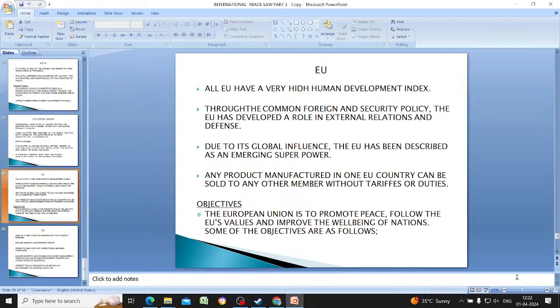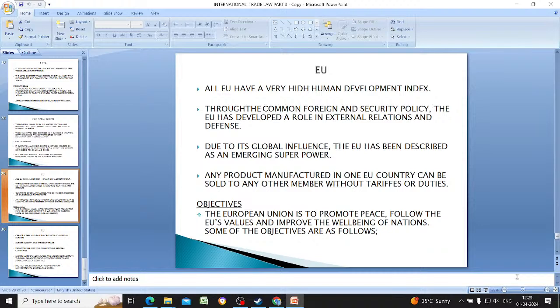Okay. Then any product manufactured in one EU country can be sold to any other member without tariffs or duty. It has already been mentioned that among the member states there is free trade of goods and services. So here we can also see that it is a free trade area, and they are giving products without any kind of tariff. There is no trade barrier in this area.